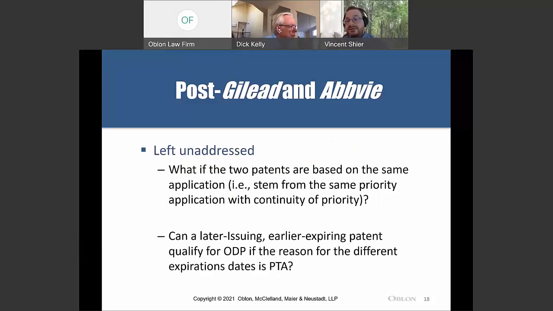There were a couple of significant questions that went unaddressed. The first is, what if the two patents are from the same family, and in fact, they have a continuity of priority? They go all the way back to the same effective filing date. The other issue that remains unaddressed is, can a later issuing, earlier expiring patent qualify for double patenting if the reason for those different expiration dates is patent term adjustment?